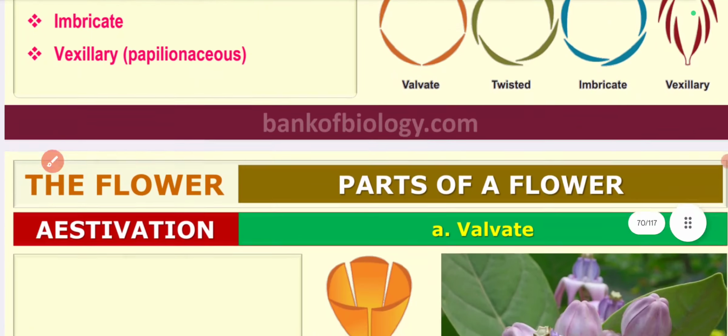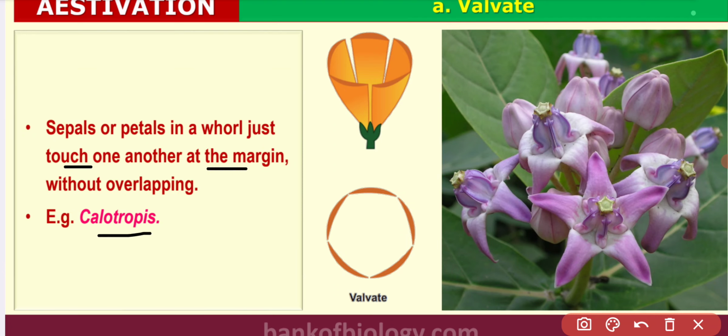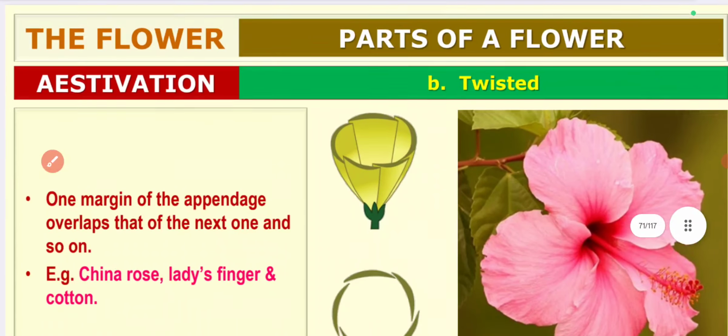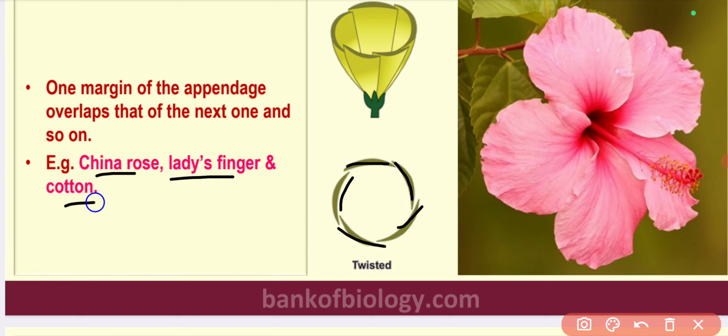Let's start with the valvate one. Sepals or petals in a whorl just touch one another at the margin without overlapping. Example, calotropis. Next, twisted estivation. One margin of the appendages overlaps the next one and so on, like this in the diagram. It is called twisted. Example, China rose, ladyfinger and cotton.